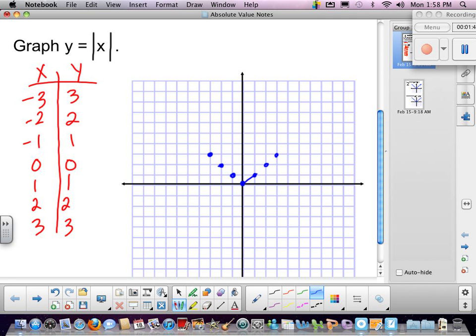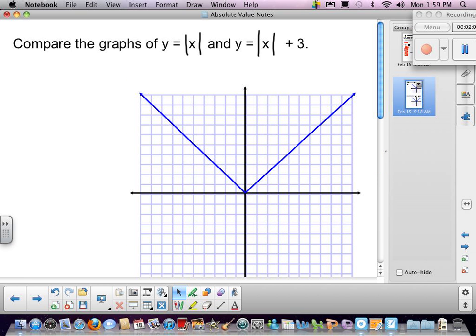If we look at the pattern, it's going that way, and then on the other side, it's going that way. So again, we get that V-shaped graph like we said we would get from before. All right, so there's the graph, y equals the absolute value of x. All right. Let's take a look at a few other examples real quickly.